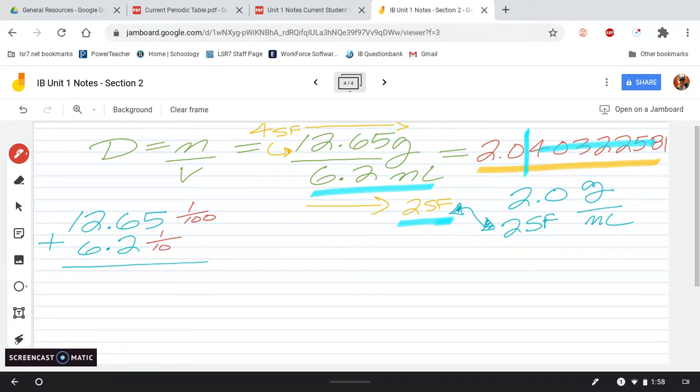And so what we do is your answer gets the same number of decimal places as the one with the least. All right. So it's the same idea. It's just we're going to have a different outcome because there's a slightly different rule. So we're going to go ahead and add this up. And so we're going to get 18.85. And so that's the number that the math does.